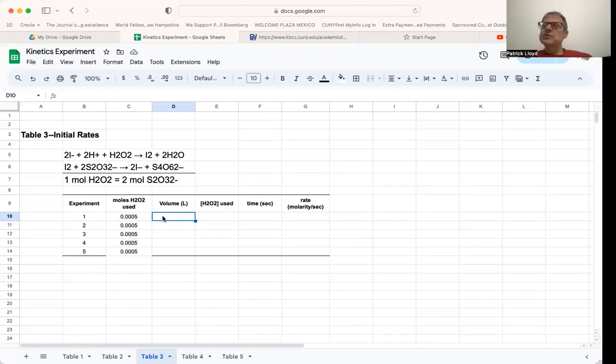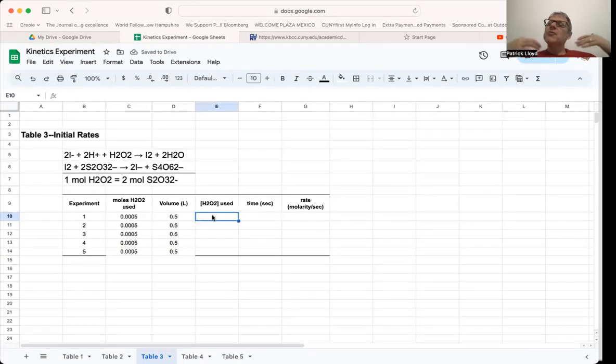Now, if you recall from the earlier table, we also know the volume was half a liter. So I'm just going to write 0.500, half a liter, 500 mL. Same thing, we can just drag that down. Now we're going to figure out what concentration change there was during that time period. From the time that you added the last reagent, the hydrogen peroxide, to the time that it changed color, some concentration change of hydrogen peroxide took place. The way you calculate that is you take the moles that reacted and divide by the volume of the solution, and that will give you concentration.